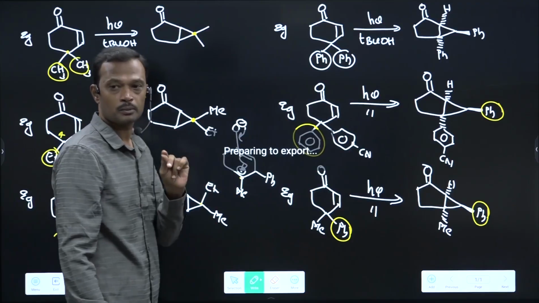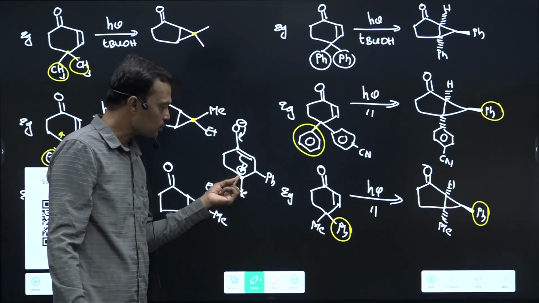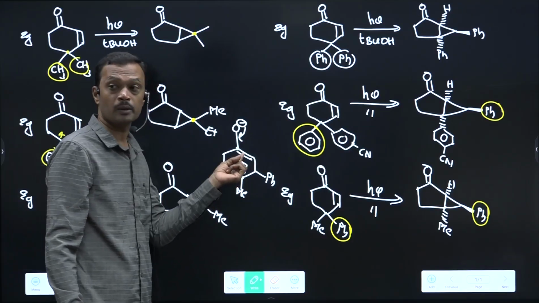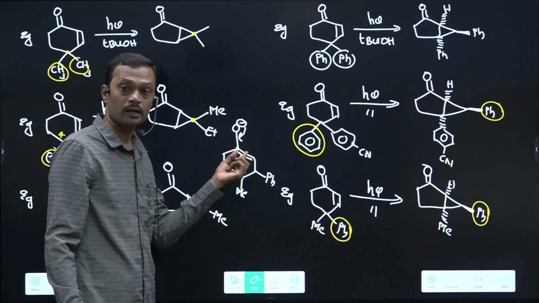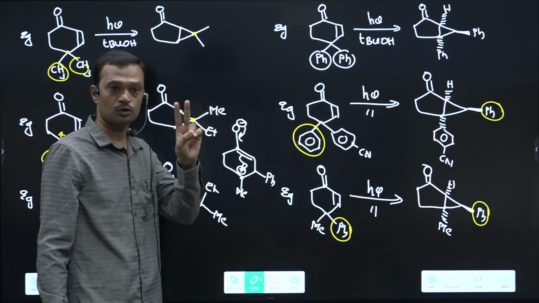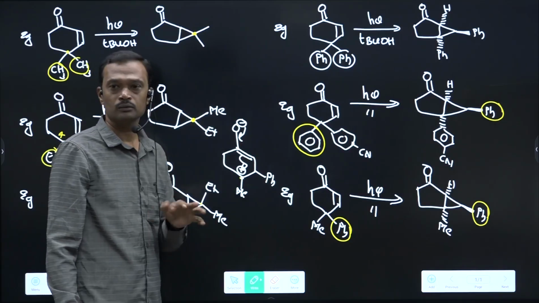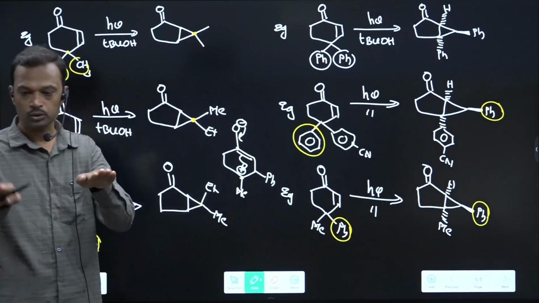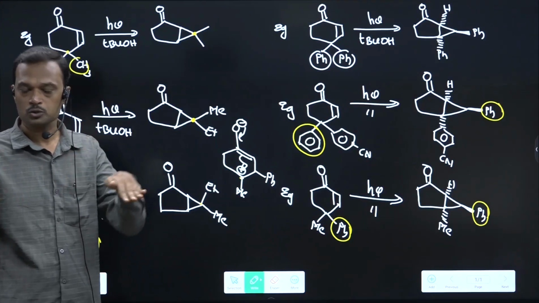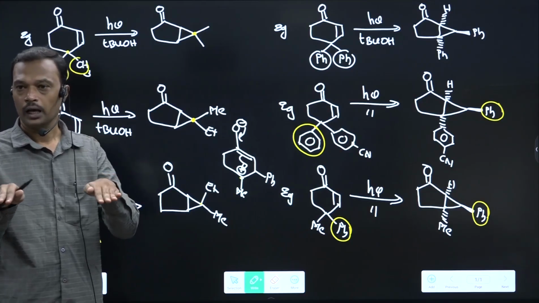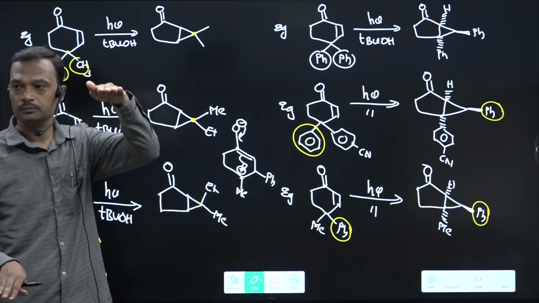Either the cation should be stable, otherwise the anion should be unstable. Suppose the cation is unstable, then the anion should be stable. Any one of these you need to apply. If both are stable, no reaction. Both are unstable, no reaction, because both will fight with each other. One should be stable, the other should be unstable.